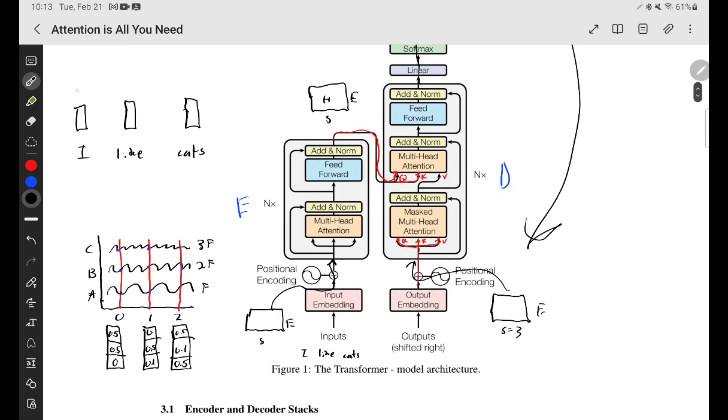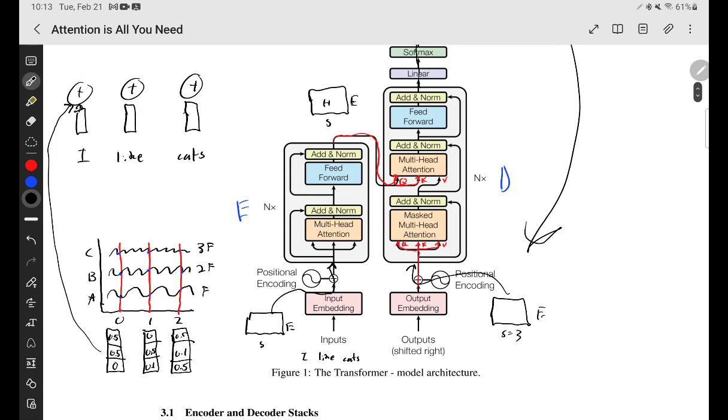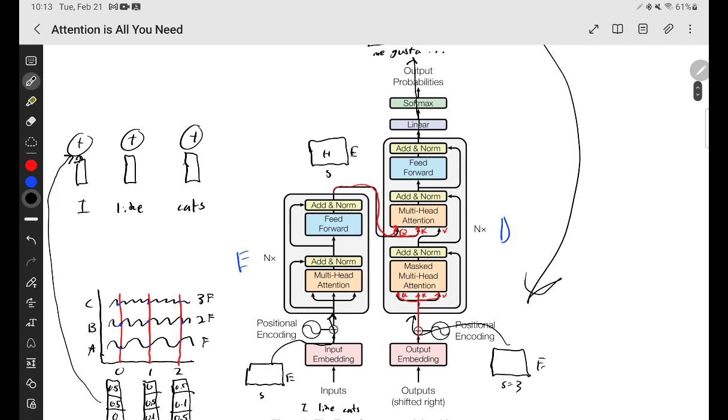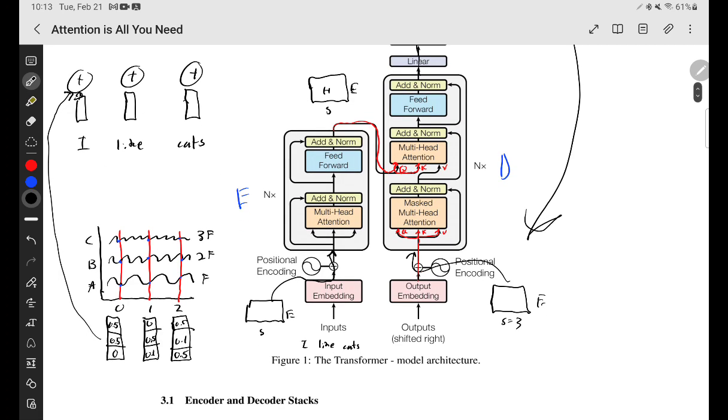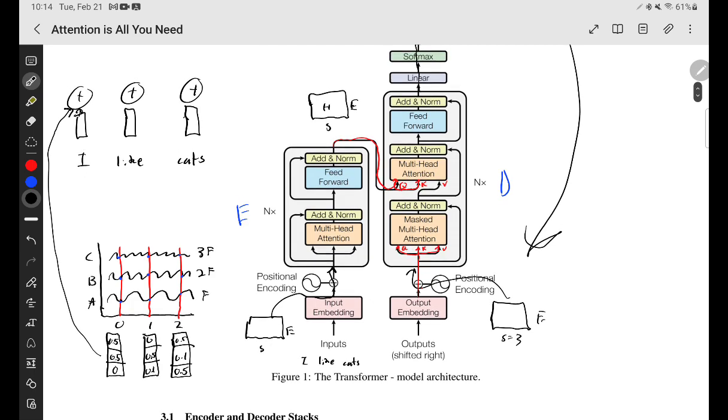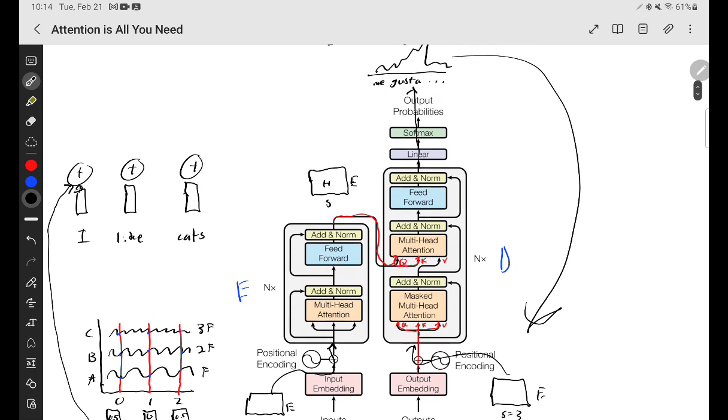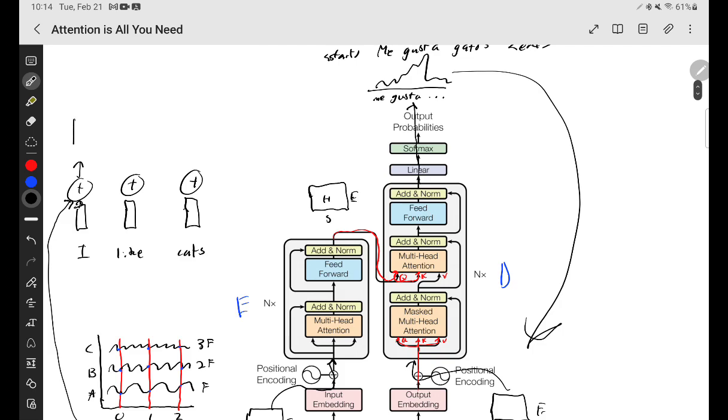And then what you do is you add the vectors to each of the parts in the sequence. So you add it to the vectors I, like, and cats. The number of sine waves has to be equal to the encoding dimension of each of the vectors. So you add it, and then you get a new vector representation.